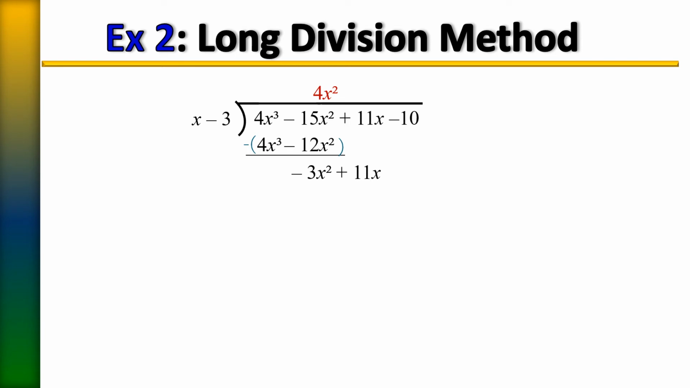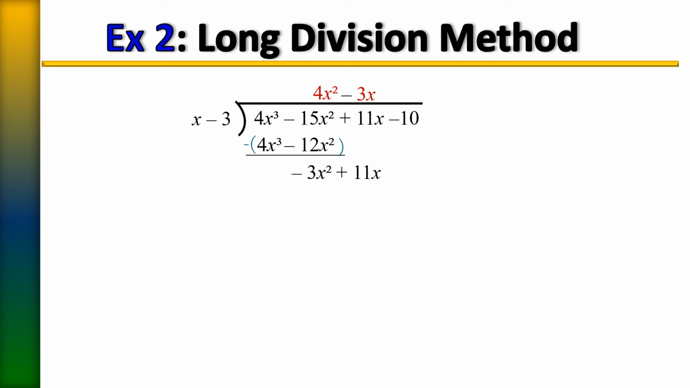Again, we're going to look at the number farthest to the left. This is negative 3x squared. And farthest to your left of the divisor, this is x. So what would you need to multiply x with in order to get negative 3x squared? If you said negative 3x, then that is correct.